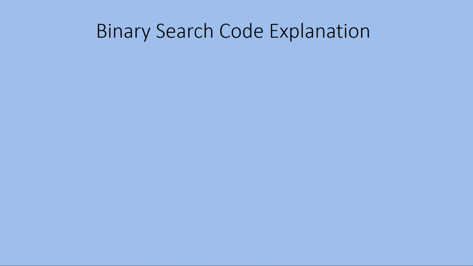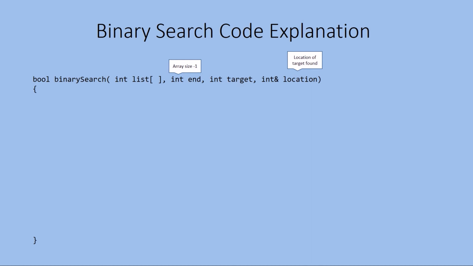Now I want to talk about a quick explanation of binary search. Firstly, we have a function here with 4 parameters. Integer list is our array. Integer n is the position of the last element in the array, which also means the array size minus 1. Integer target is our target that we need to find in the array list. And the last one is integer location, which we pass by reference, which records the location of the target found in the array.